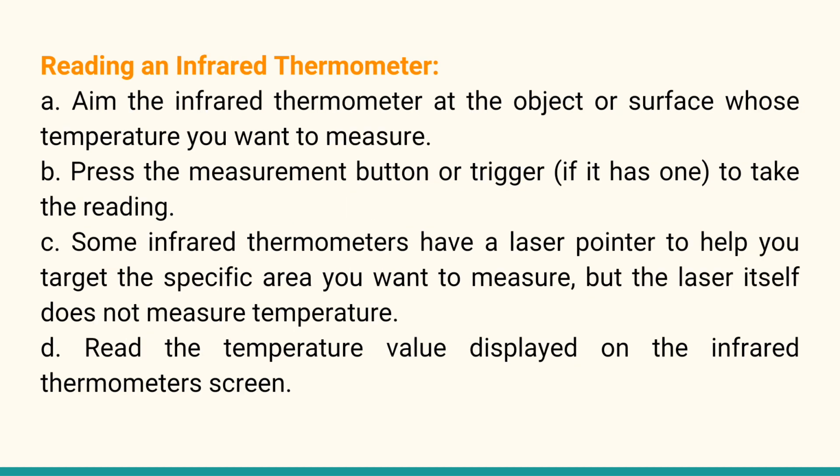Reading an infrared thermometer. A. Aim the infrared thermometer at the object or surface whose temperature you want to measure. B. Press the measurement button or trigger, if it has one, to take the reading. C. Some infrared thermometers have a laser pointer to help you target the specific area you want to measure, but the laser itself does not measure temperature. D. Read the temperature value displayed on the infrared thermometer screen.